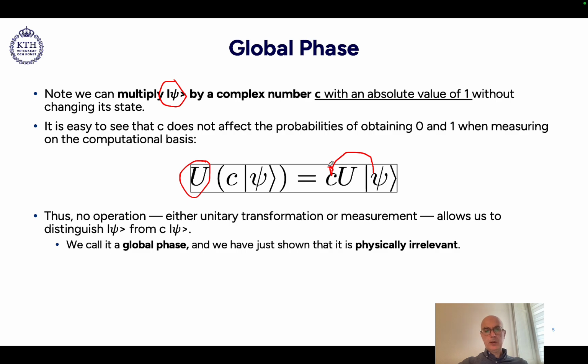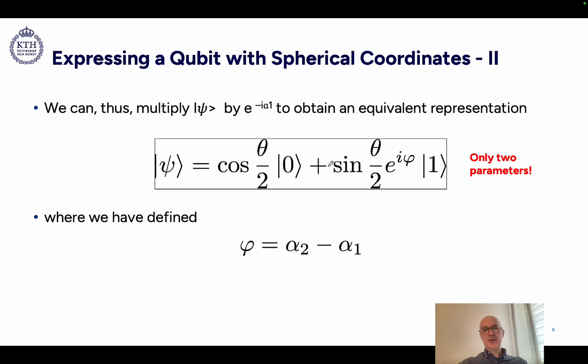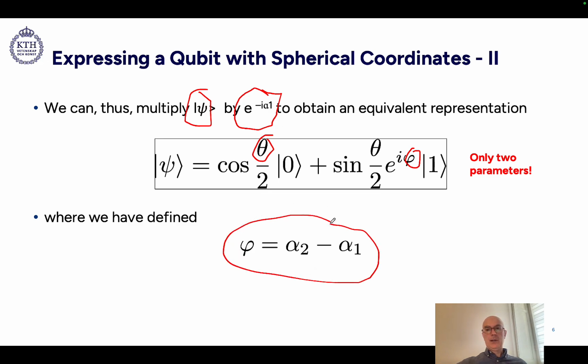So we call this c a global phase, and we have just shown that it is physically irrelevant because we cannot really distinguish physically between psi and c multiplied by psi. So let's go back to our transformation. We can therefore multiply psi by this exponential of minus i alpha 1 to obtain an equivalent representation and get rid of one phase. In this case, we have theta and phi, where phi is equal to alpha 2 minus alpha 1.